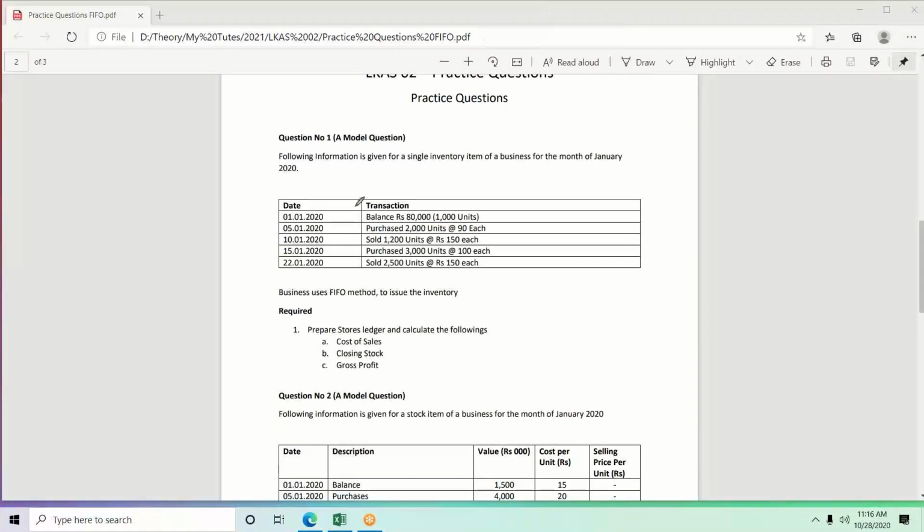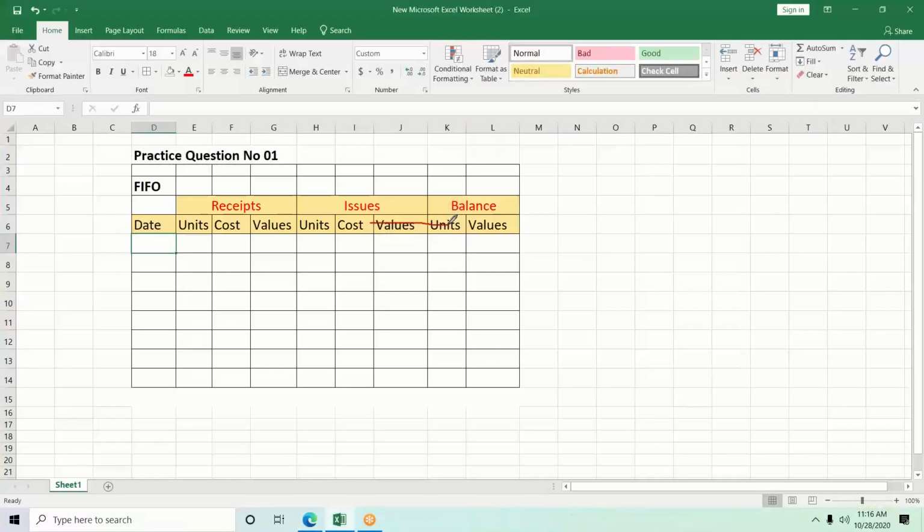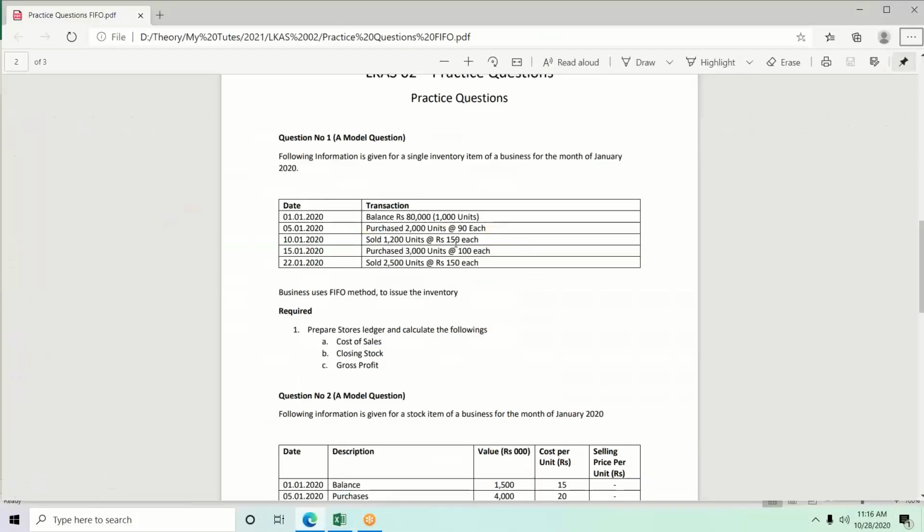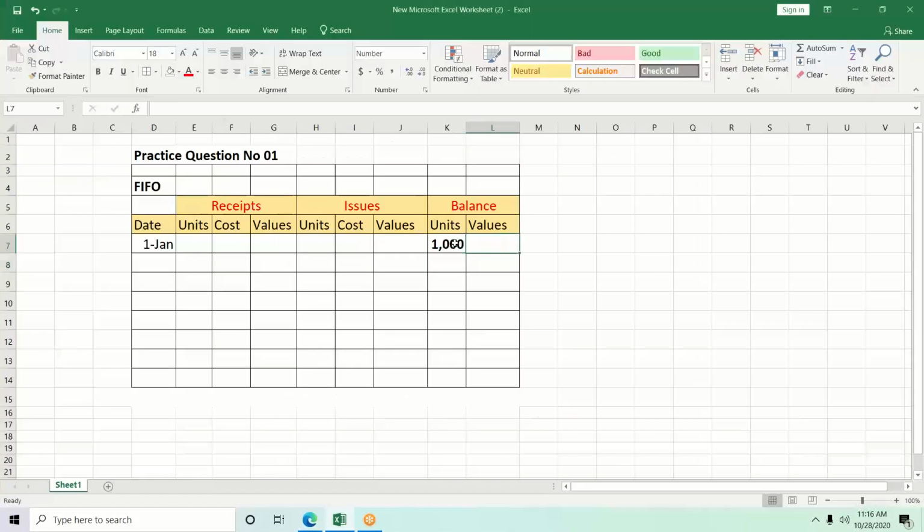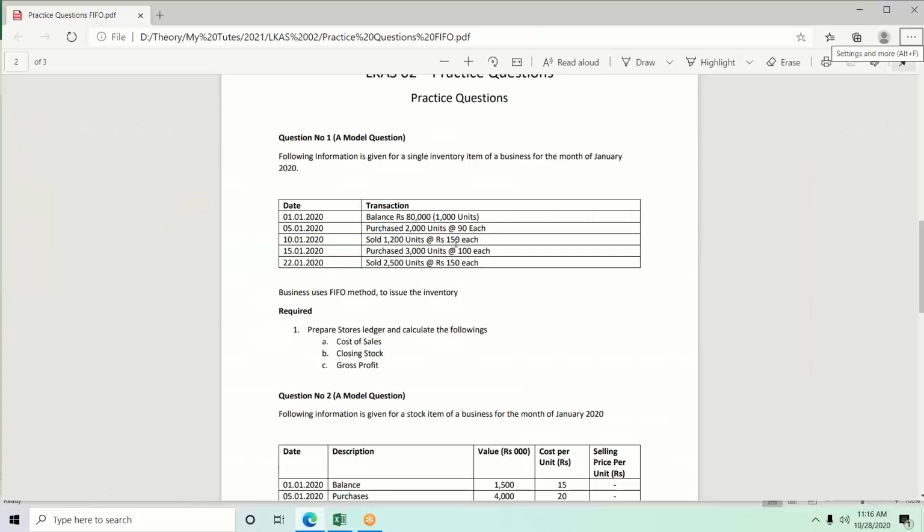It says on 1st Jan 2020, the inventory balance is rupees 80,000. If there's an inventory balance, that is supposed to be recorded under the balance column in the stores ledger. There are 1,000 units, and you can see the value of it, rupees 80,000. Opening stocks, there are 1,000 units, value of it rupees 80,000. That is on 1st January.